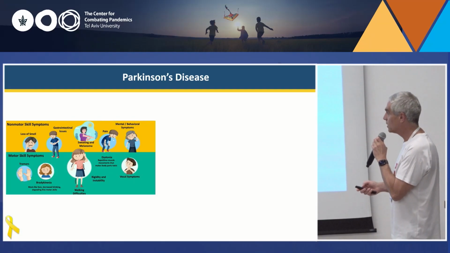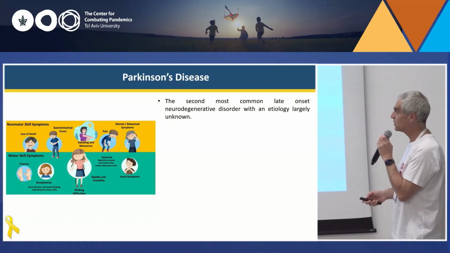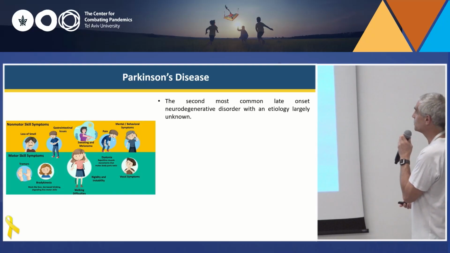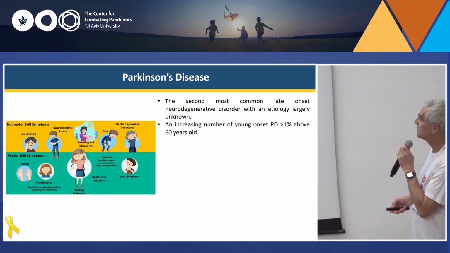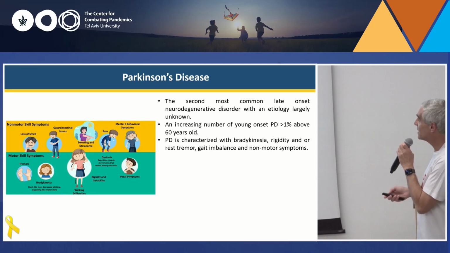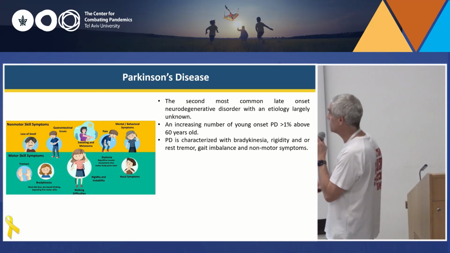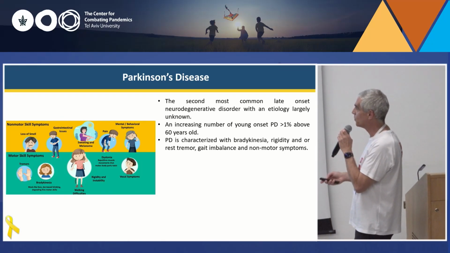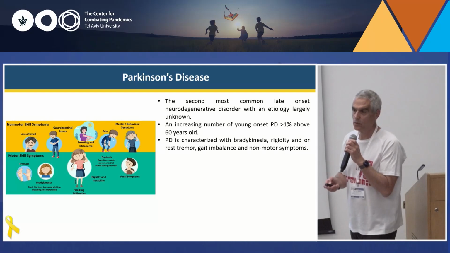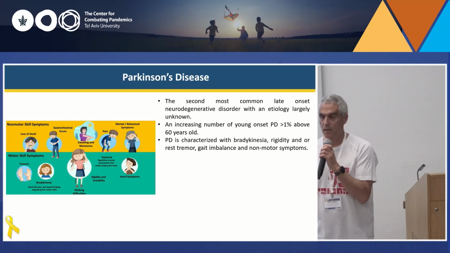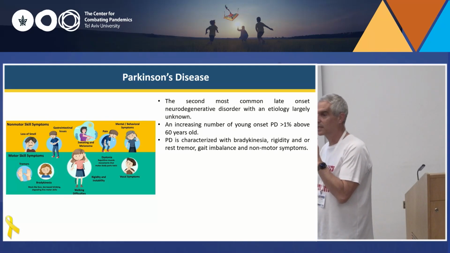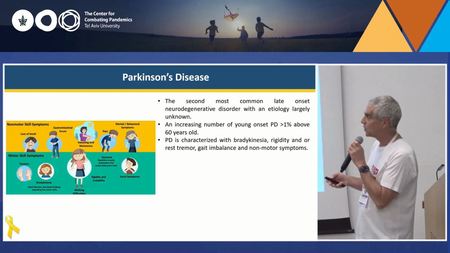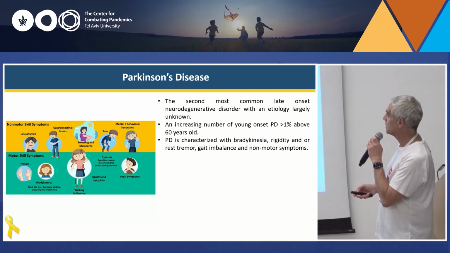So we are all familiar with Parkinson's disease, which is the second most common neurodegenerative disease. Its prevalence increases after the age of 60, and it's characterized by motor symptoms like bradykinesia, rigidity, tremor, gait problems, but there is also a lot of autonomic dysfunction, including swelling, including sweating, including fear, including constipation and other problems.